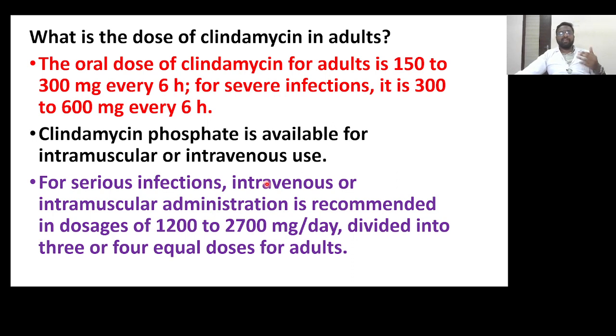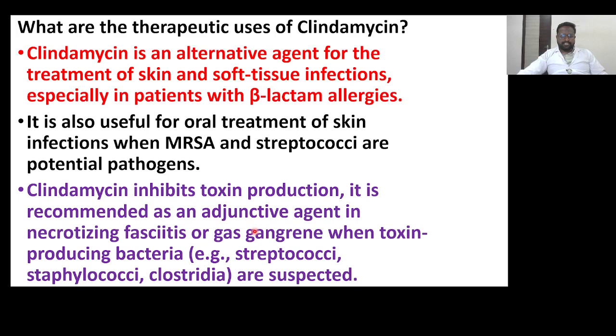Clindamycin phosphate is available for intramuscular or intravenous use. For serious infections, we can use clindamycin intravenous or intramuscular administration. It is recommended in dosages of 1200 to 2700 mg per day, divided into 3 or 4 equal doses for adults.